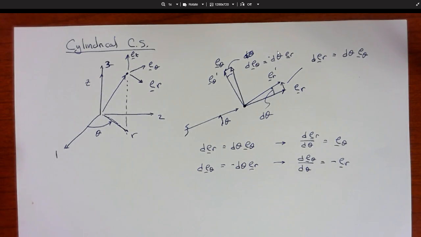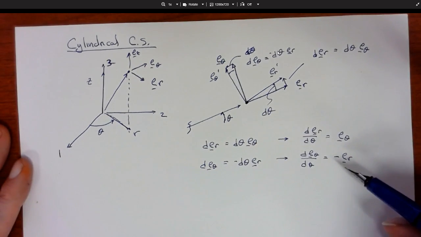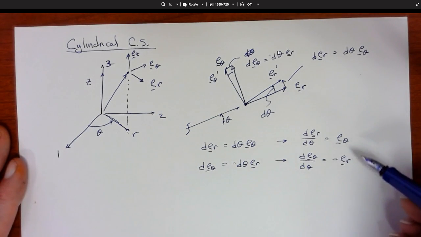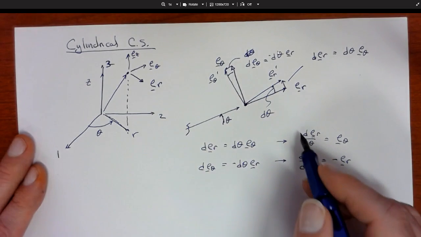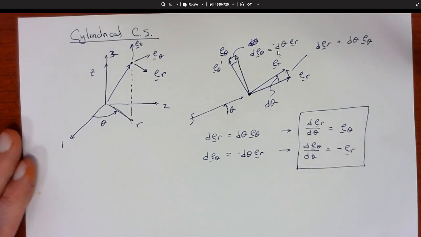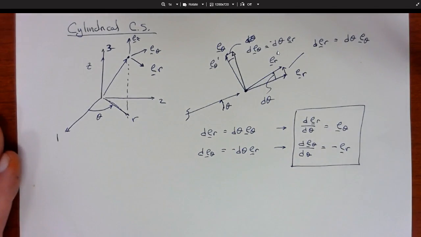So if you have to take the derivative of ER with respect to theta, it's not 0. It's going to be E theta. Likewise, if you have to take the derivative of E theta with respect to theta, it's not going to be 0. It's going to be minus ER. Okay, so these are kind of important. I hope that you have seen something like that before, but it's good to see it again, I guess.